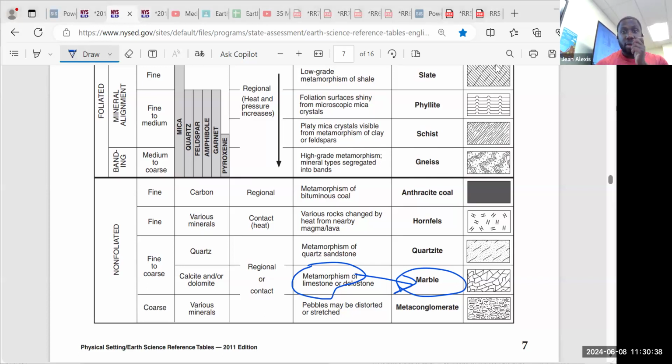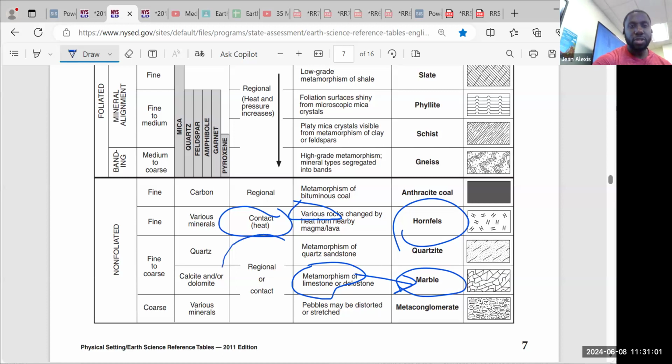Yeah, Abigail, you're right. You could have also said Hornfels. The reason why is because it tells you various rocks changed by heat from nearby magma or lava. So marble is an example, and Hornfels. And here's what's most important: it has to go through contact metamorphism. Marble, it tells you, can be created from either regional or contact metamorphism. So that's why it could be any of these two.